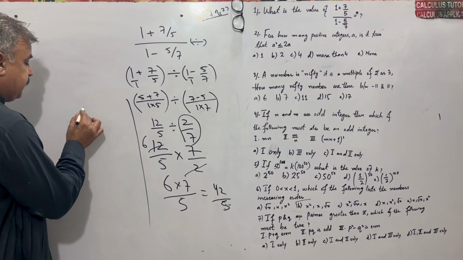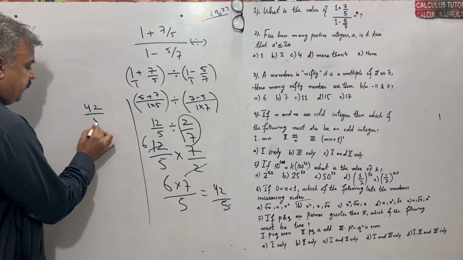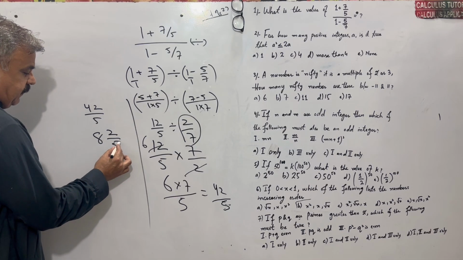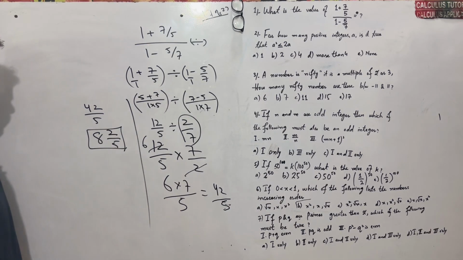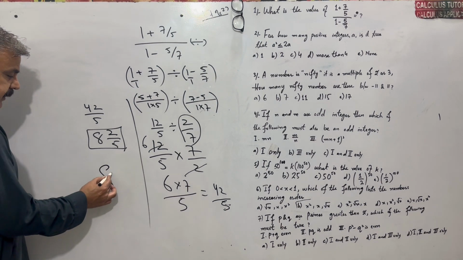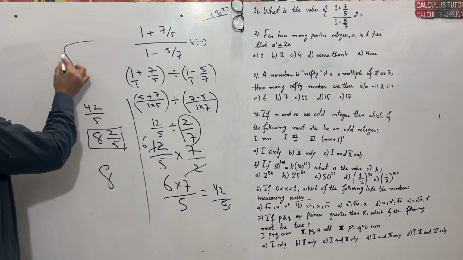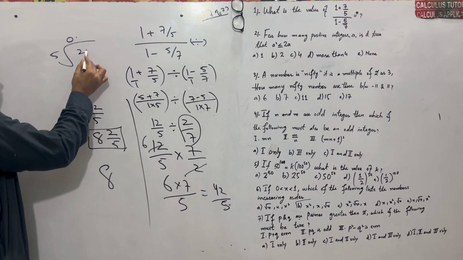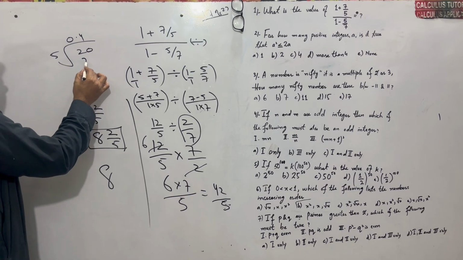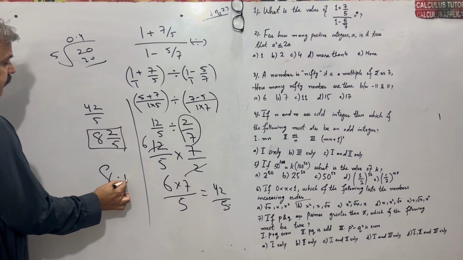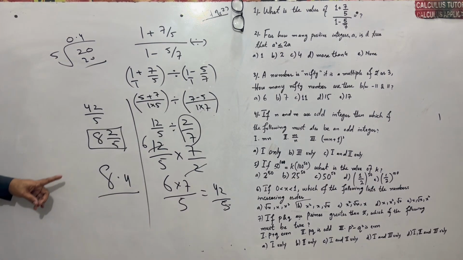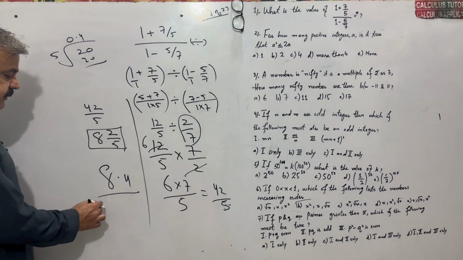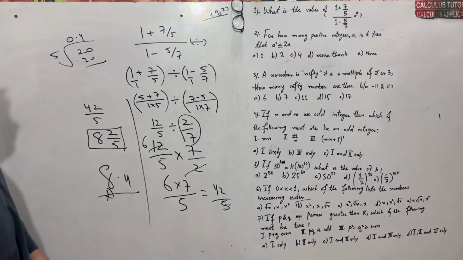Maybe it is written as a mixed fraction. 42 divided by 5: 8 times 5 is 40, so 8 whole 2 upon 5. Either the answer is written in this form, or as a decimal: introduce 0.0 here, 4 5s are 20, so 8.4. 8 whole 2 upon 5 or 8.4 is our answer in that case.